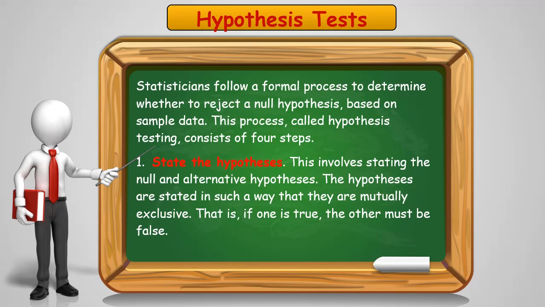So let's take a look at this process. Statisticians use a formal process to determine whether to reject a null hypothesis based on sample data. This process is called hypothesis testing, and it's done in 4 steps. The first is to state the hypothesis. This involves a null and an alternate hypothesis statement. The hypotheses are stated in such a way that they are mutually exclusive. In other words, one cannot be true if the other is also true.